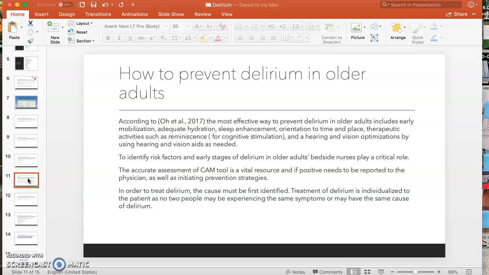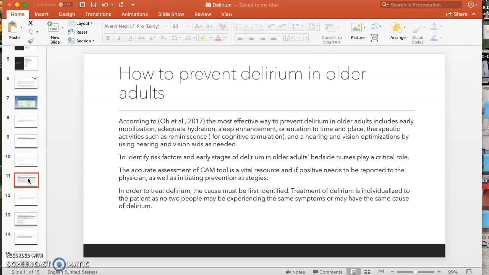How to prevent delirium in older adults. According to the article, the most effective way to prevent delirium in older adults includes early mobilization, adequate hydration, sleep enhancement, orientation to time and place, therapeutic activities such as reminiscing, and hearing and vision optimization by using hearing aids or visual aids as needed. To identify risk factors in early stages of delirium in older adults, bedside nurses play a critical role. The accurate assessment of CAM is vital. If positive, it needs to be reported to the physician as well as initiating prevention strategies.